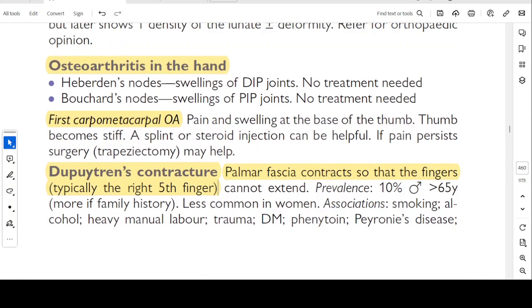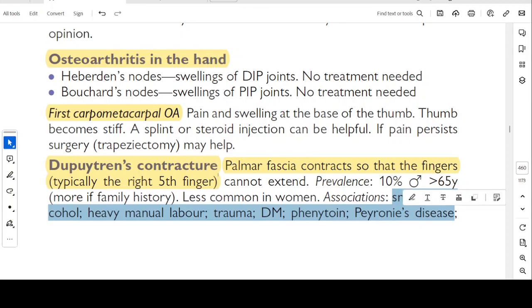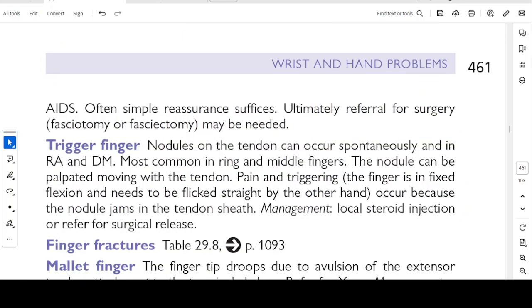Dupuytren's contracture. The palmar fascia contracts, so the fingers, typically the right fifth finger, cannot extend. Prevalence is 10% in males more than 65 years if there is a family history. Less common in women. Associations are smoking, alcohol, heavy manual labor, trauma, diabetes, phenytoin, Peyronie's disease, and AIDS.